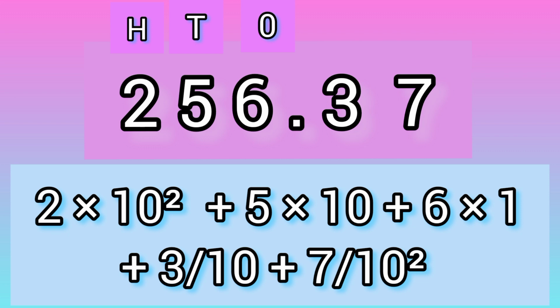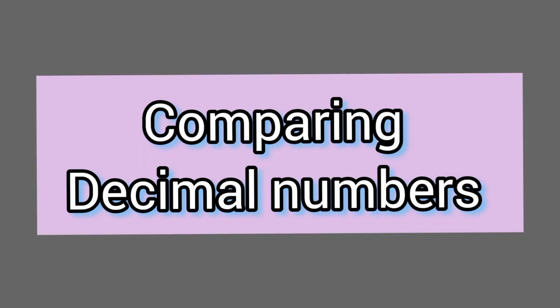3 is after decimal at the right side. So it is in tenths place. So we divide it with 10. And 7 is in hundredths place. So we divide it by 100. Now I hope that you all are now perfect in writing the expanded form of decimal numbers.